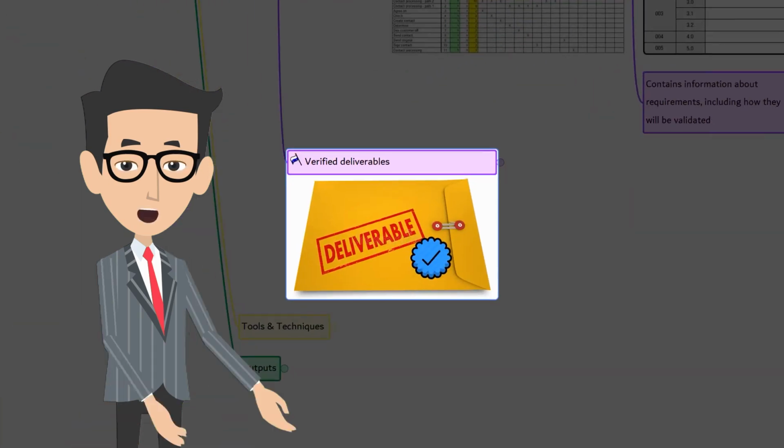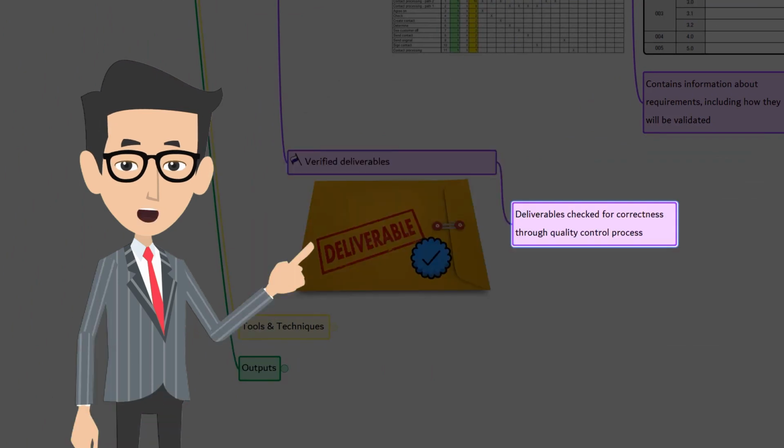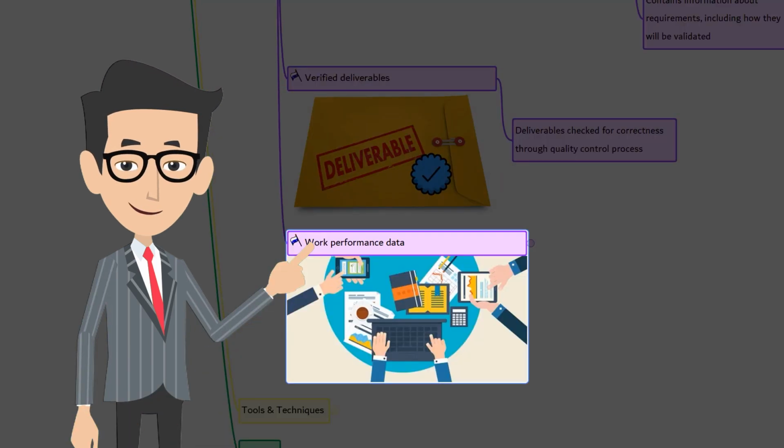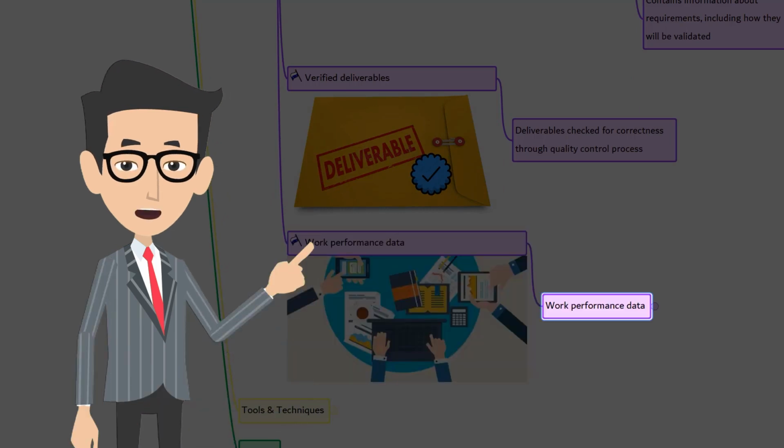The third is verified deliverables. Verified deliverables are project deliverables that are completed and checked for correctness through the control quality process. The fourth one is work performance data. Let's look at the details.